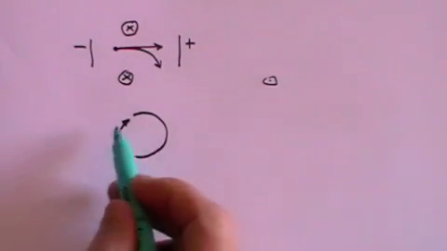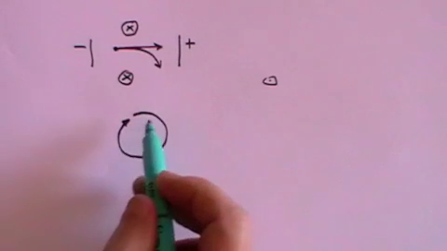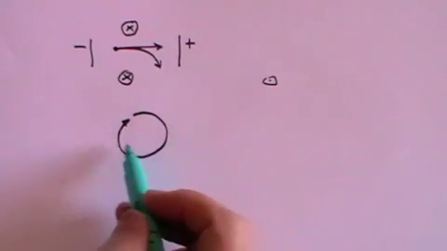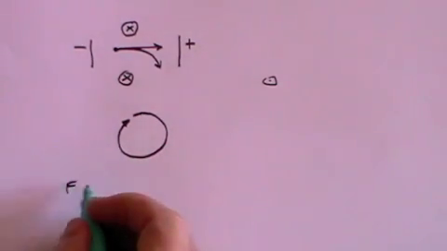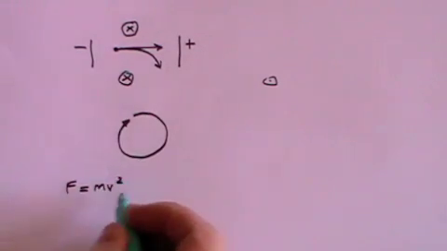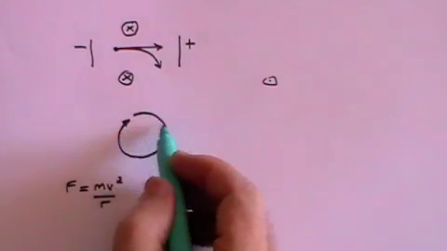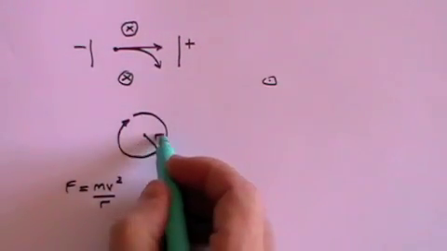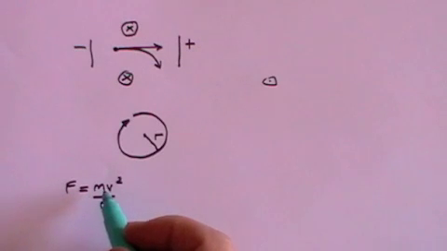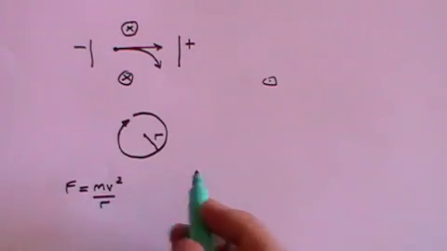Well, anything that goes round in a circle must have a centripetal force that is keeping it in that circle. And a centripetal force is mv squared over r, where v is the velocity of the particle, and r is the radius of the circle, and m obviously is the mass of the electron.